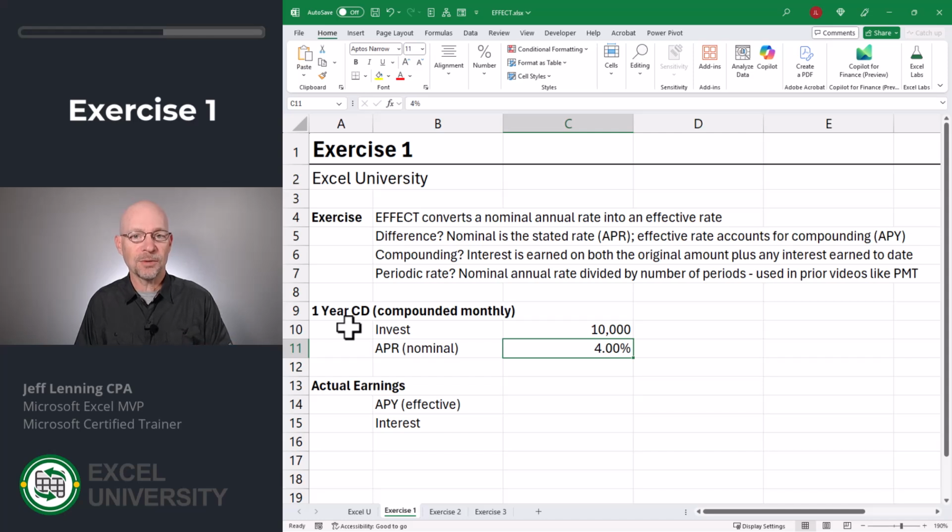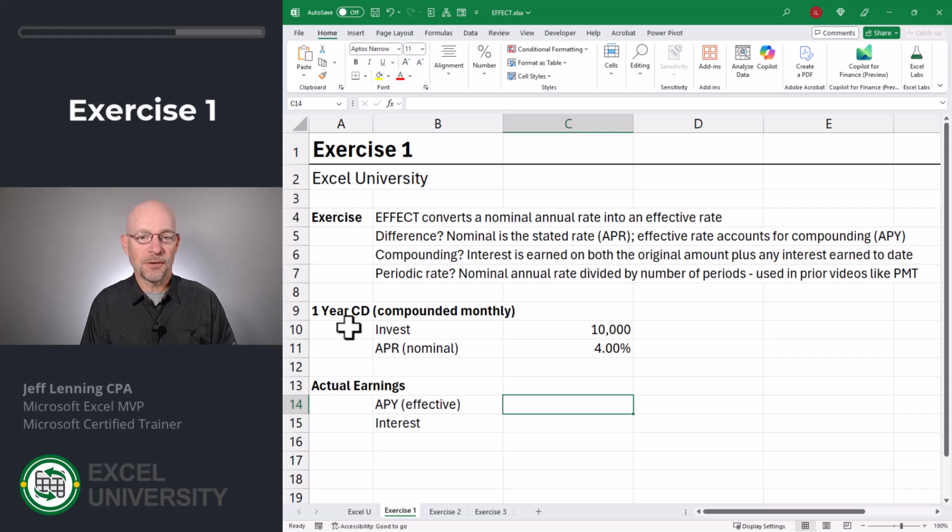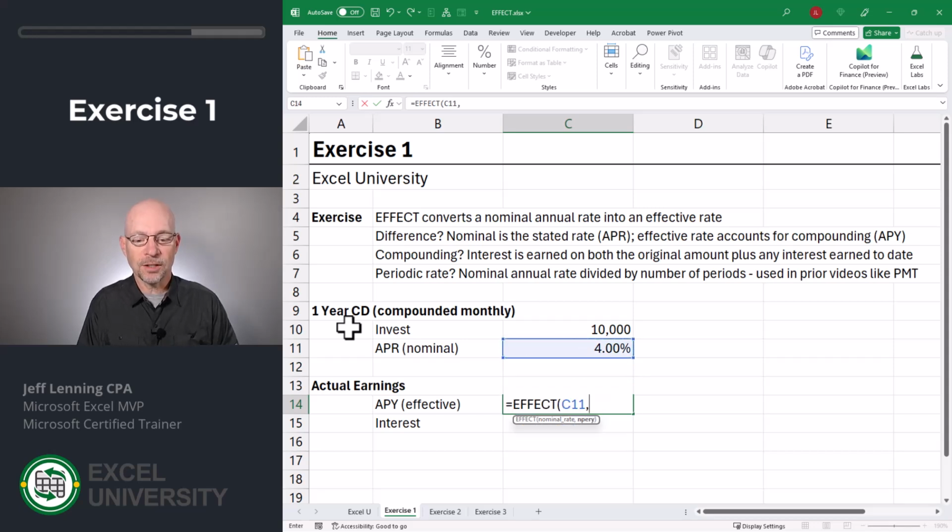To compute the actual interest we're going to earn over the year, we need to find out the effective rate, or the APY. To do that, we'll use Excel's effect function. Equals effect. The first argument is the nominal rate, and that's the rate we've stored in C11, comma. The next argument is the number of periods. Since this CD compounds monthly, there's 12 months in a year, so we use the number 12. We close function and enter.